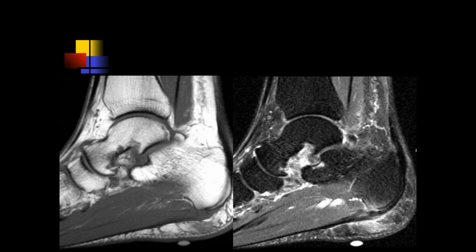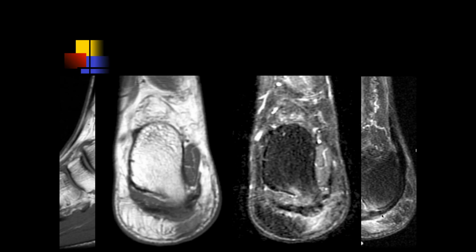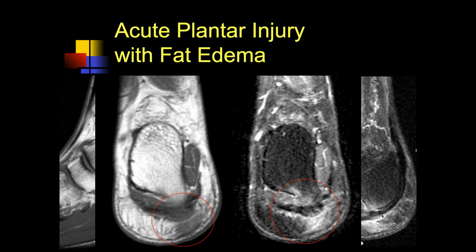Okay, so we see thickening and abnormal increased signal right at the central plantar aponeurosis at the calcaneal attachment. There's a little bit of edema in the adjacent calcaneus as well as parafascial edema. So I mean, it's just going to be partial tear and chronic traction fasciitis.